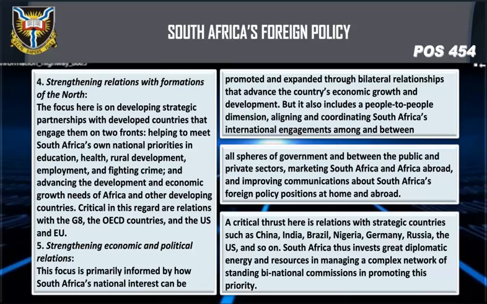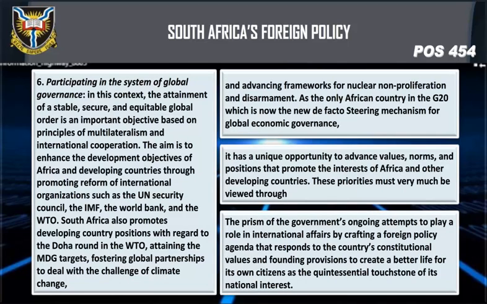A critical thrust here is relations with strategic countries such as China, India, Brazil, Nigeria, Germany, Russia, the US, and so on. South Africa thus invests great diplomatic energy and resources in managing a complex network of standing binational commissions in promoting this priority. Participating in the system of global governance. In this context, the attainment of a stable, secure, and equitable global order is an important objective based on principles of multilateralism and international cooperation.